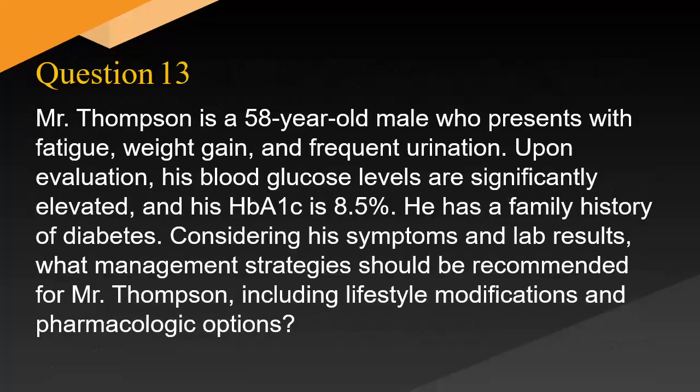Mr. Thompson is a 58-year-old male who presents with fatigue, weight gain, and frequent urination. Upon evaluation, his blood glucose levels are significantly elevated and his HbA1c is 8.5%. He has a family history of diabetes. Considering his symptoms and lab results, what management strategies should be recommended for Mr. Thompson, including lifestyle modifications and pharmacologic options?